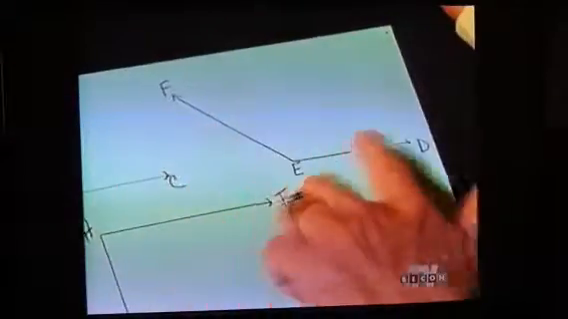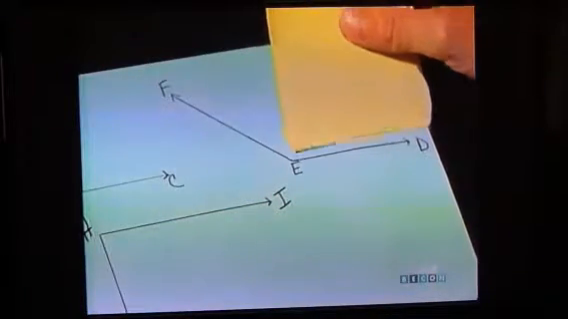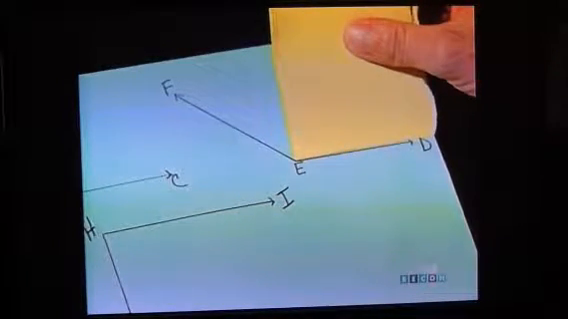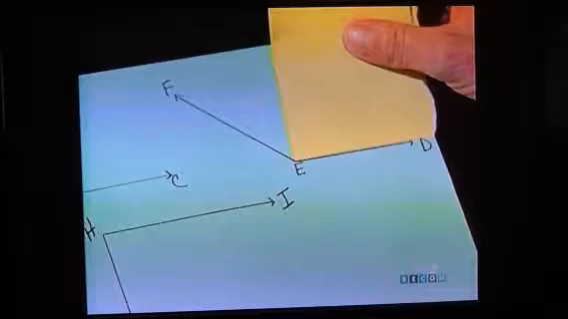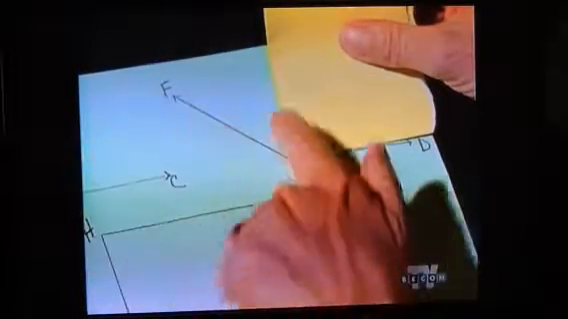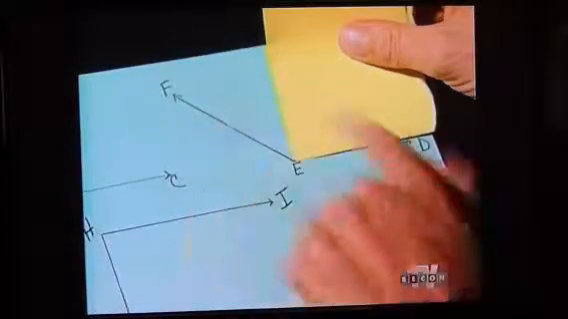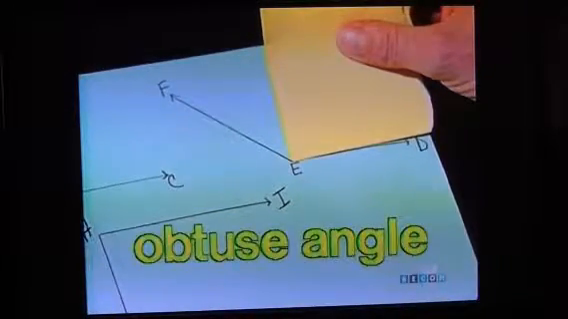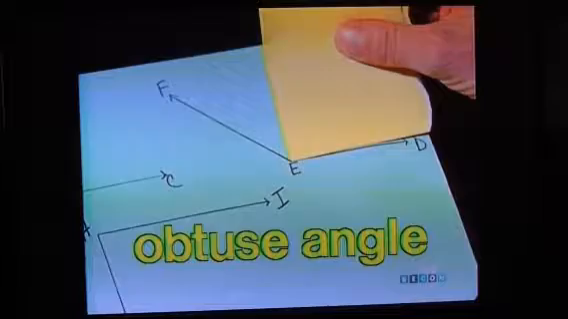Now let's look at angle FED. Placing the vertex of the right angle checker on vertex E and ray ED, I can see that ray EF extends much further than the 90 degree angle. Therefore, I have an obtuse angle.